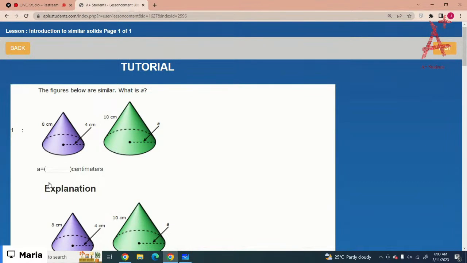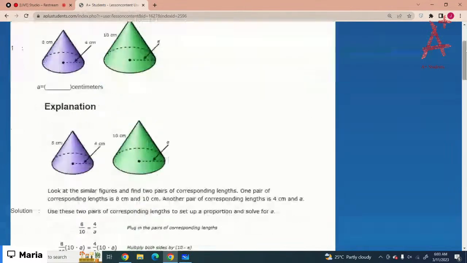The figures below are similar. What is A? So you have to find the missing side length. Got it? So how do we find the missing side length? We are given a cone. We are given the radius and the height. These two cones are similar. The height of this one is 8 centimeter and the radius is 4. And you're given the height, that is 10 centimeter. You need to find the radius.